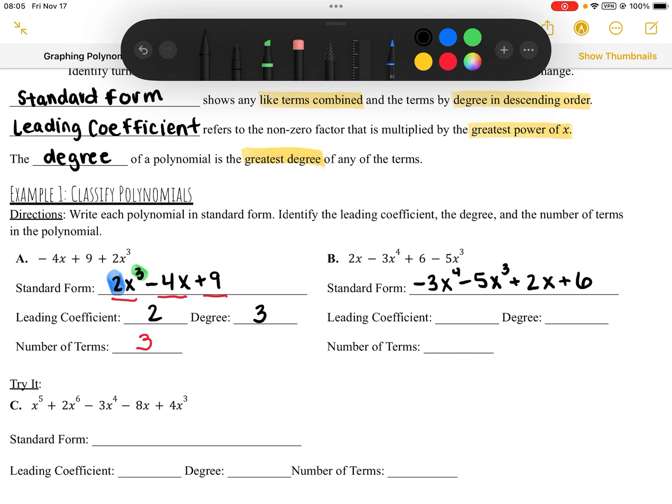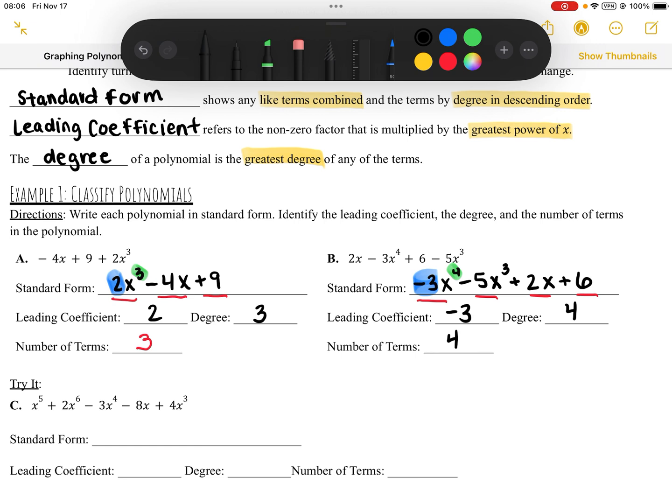Now make sure you're keeping the sign when you write these in standard form. Now I'm going to look for my leading coefficient. My leading coefficient is the number in front of my greatest power of x, so that's going to be my first term here. So that's negative 3. My degree is the highest power. My highest power is 4. And then my number of terms, I have 1, 2, 3, 4. So there are 4 terms in this problem. Okay. There is a try it problem C for you to do. So go ahead, take a moment, pause the video, and then resume when you're ready to check your answer.